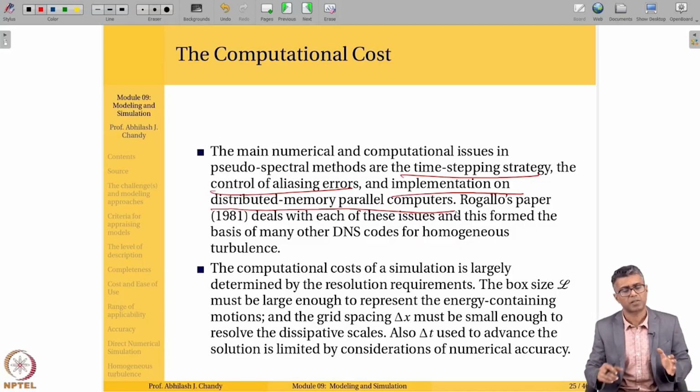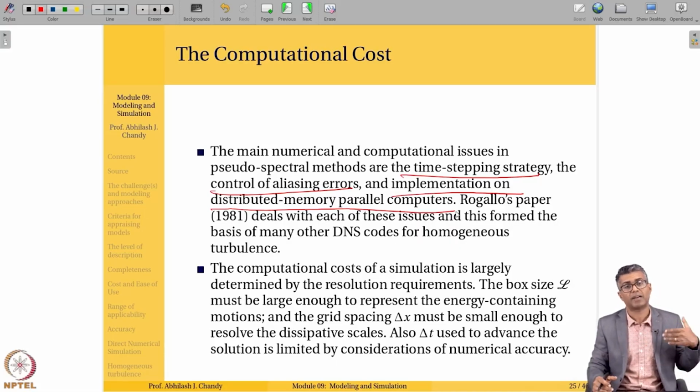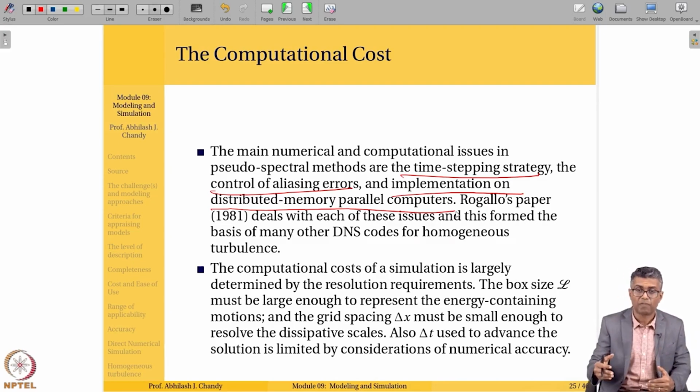So the cost is pretty much determined by the resolution requirements, right? The box size has to be large enough so that it represents the energy containing motions, and the grid spacing has to be small enough such that it represents the Kolmogorov scale, the dissipative scales. Also, the delta T that is used to advance the solution is limited, unfortunately, by accuracy. So if you have a very small delta T, you will have to run it long enough. So that delta T also determines the cost.